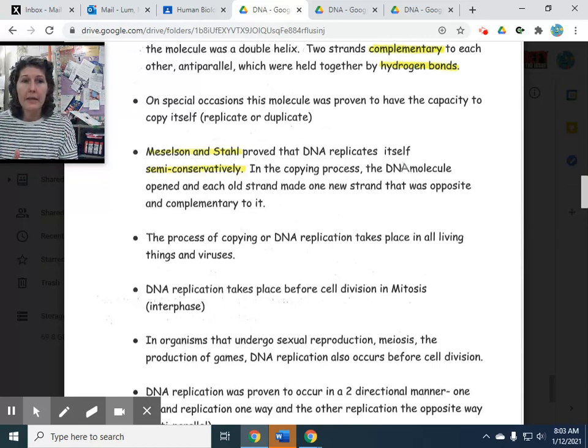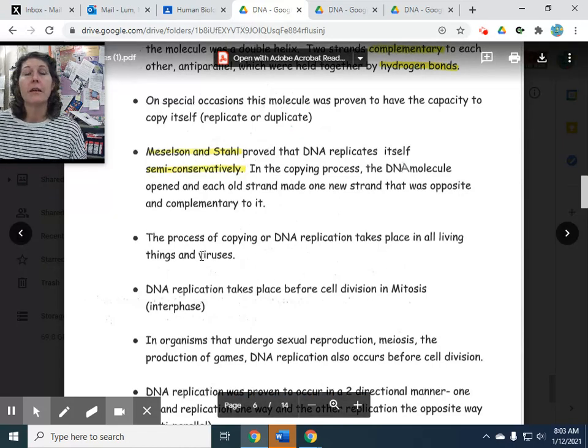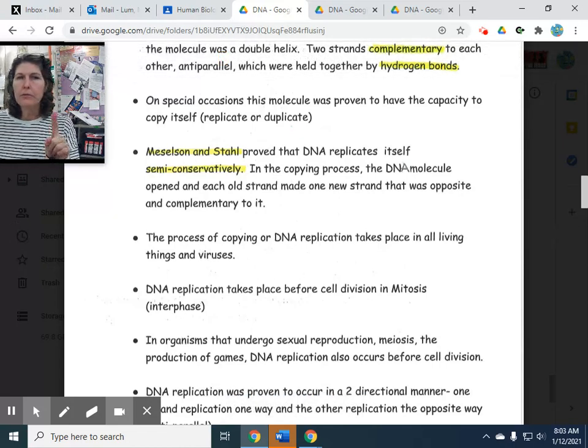Even bacteria need to replicate their DNA before they go through binary fission and make two identical copies. So the process of copying or DNA replication takes place in all living things as well as viruses. But don't get confused. Viruses are not considered living. They do have DNA, and that's one of the characteristics of living things, but they can't replicate or produce more on their own. They need to take over our cells. So think about coronavirus. One person spreads it to another, it gets into your body, and then it takes over your cells and the machinery of your cells in order to make more of itself.